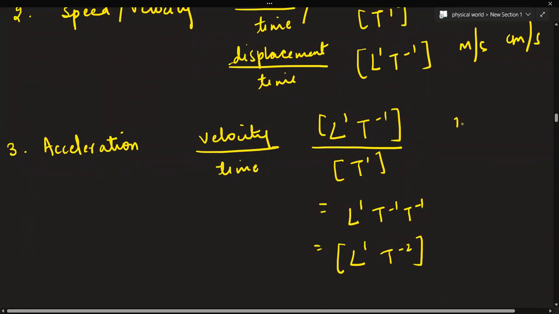So SI unit will be what? Meter per second square, because 2 times are there. This becomes meter per second square and this becomes centimeter per second square. Clear till here? Yes, ma'am.